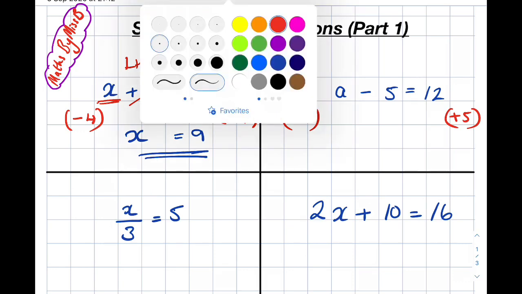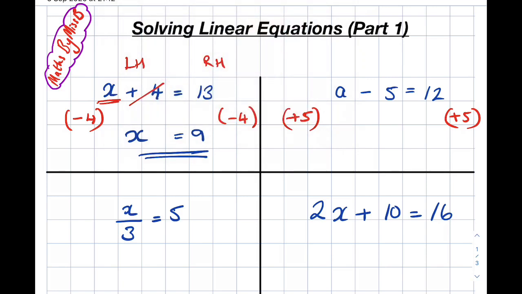Now, once you add 5 to both sides, on the left-hand side, you are left with the A, because the negative 5 is going to go. On the right-hand side, you've got 12, then you've got add 5 to it, and that will give you 17. So there's the answer, and you can always check it by putting it back in the equation. 17 take away 5 equals 12.